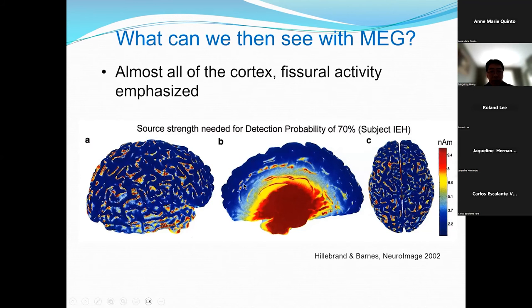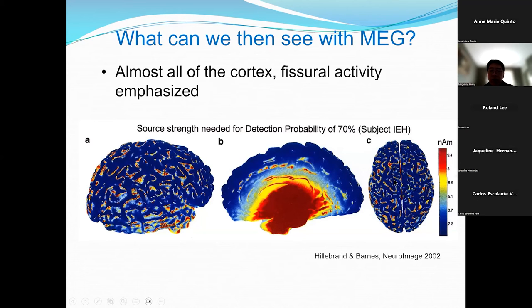And here's the one I'm going to share with you. Research by Hillebrand and Barnes, many years ago, actually shows the sensitivity of MEG. They did the MEG forward calculation with the boundary element method, and they computed which areas are sensitive, what source configuration is sensitive to MEG measurements.